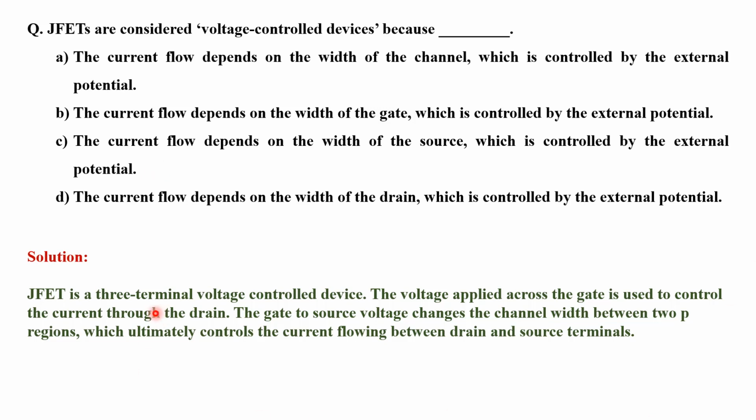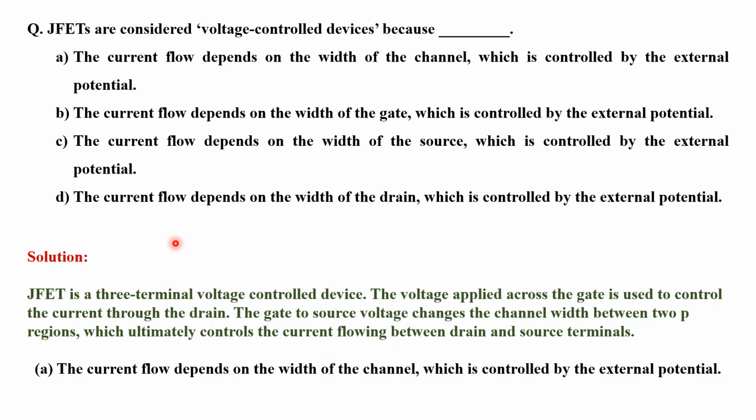Here, the thing is that JFET is a 3-terminal voltage control device. The voltage across the gate is used to control current through the drain. The gate to source voltage changes the channel width between two P regions, which ultimately controls the current flowing between the drain and source terminals. So that is why we say that the current flow depends on the width of the channel, which is controlled by external potential. So actually the answer is not C, it is A.